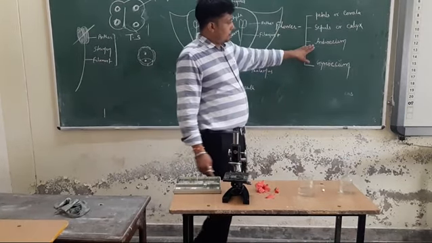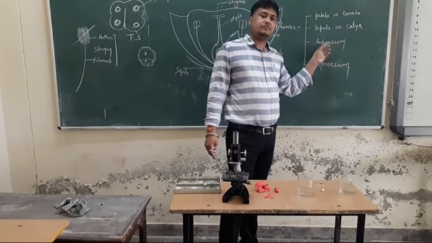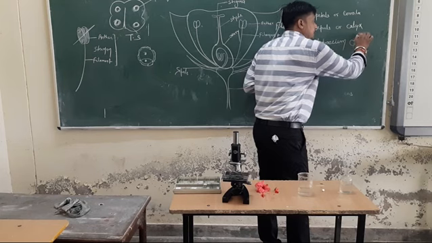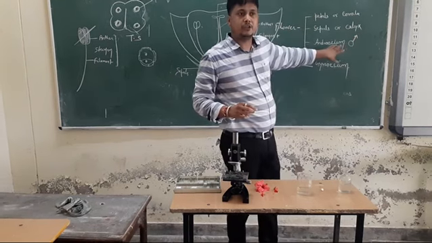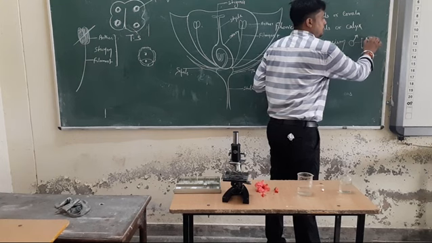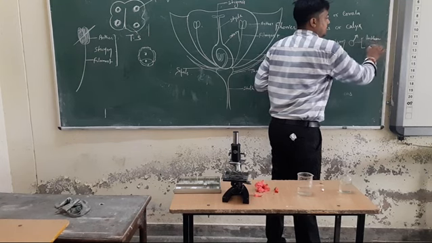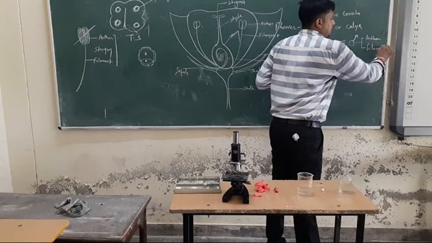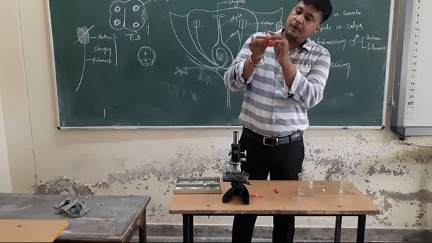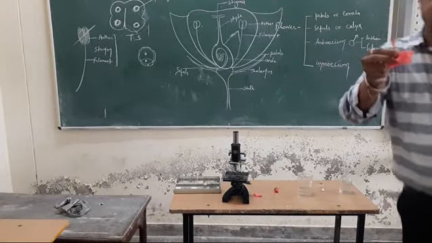Then the most important part is the androecium. That is called the male part. Androecium is the male part, and this is the biological symbol for the male. Androecium is made up of two things: one is the anther, and the other is the filament. So where is the androecium? That is the androecium. It is made up of the small anther along with the filament. That is the male part of the flower.